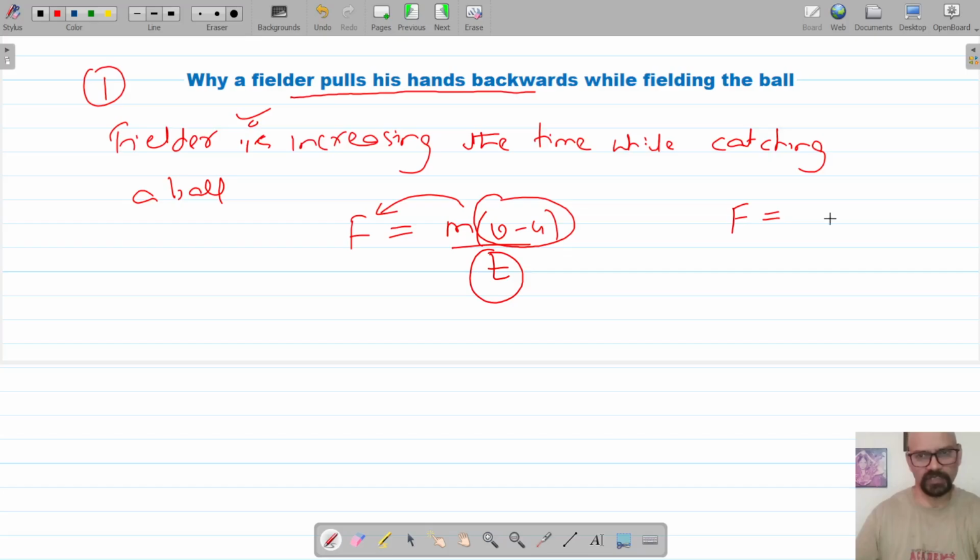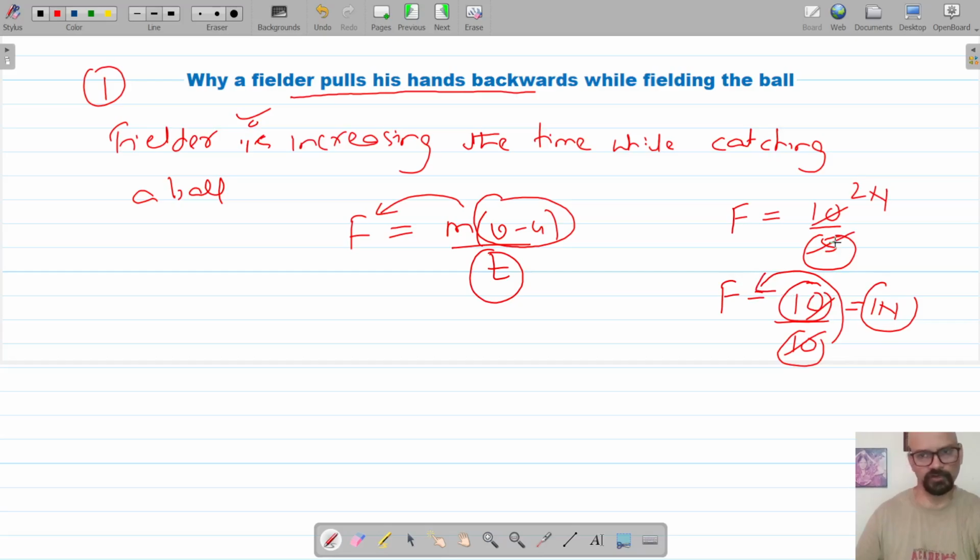Let's try to understand it in this way. Let's say the time is 5 seconds and the rate of change of momentum is 2, so the force is 2 Newton. Now, when we increase this time, let's say by 10 seconds, the force is now 1 Newton. So when the time is increased, the rate of change of momentum reduces, and the force also reduces. When the time is less, the rate of change of momentum increases, and hence the force is more.